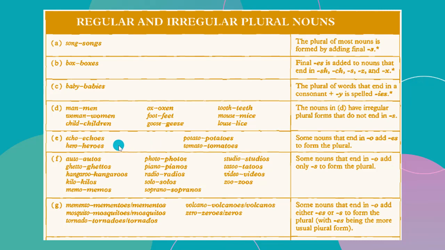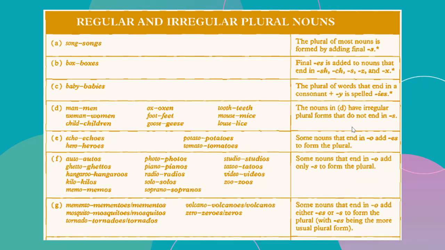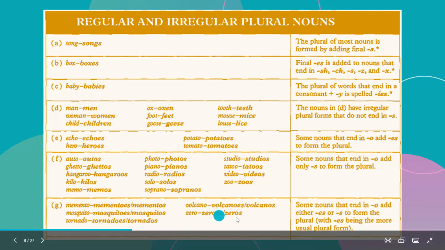And then echo, echoes, hero, heroes, potato, potatoes. Some nouns that end in o add es to form the plural. And then auto to autos, and photo to photos. Some nouns that end in o add only s to form the plural. And also some nouns that end in o add either es or s to form the plural, with es being the more usual form. For example, zero to zeros, volcano to volcanoes. But this can also be more usual with es.